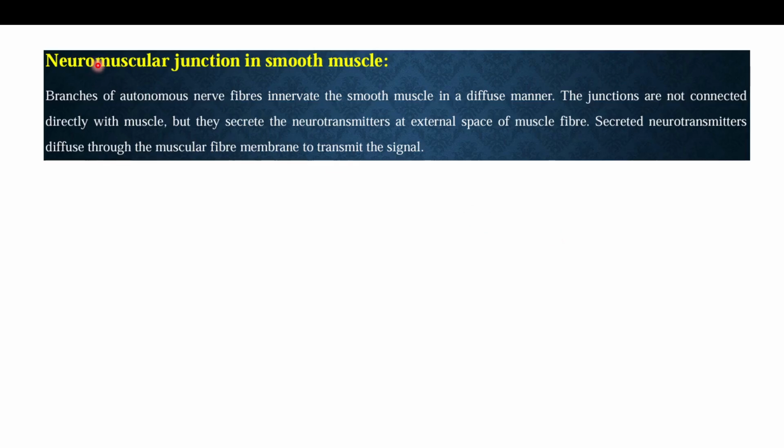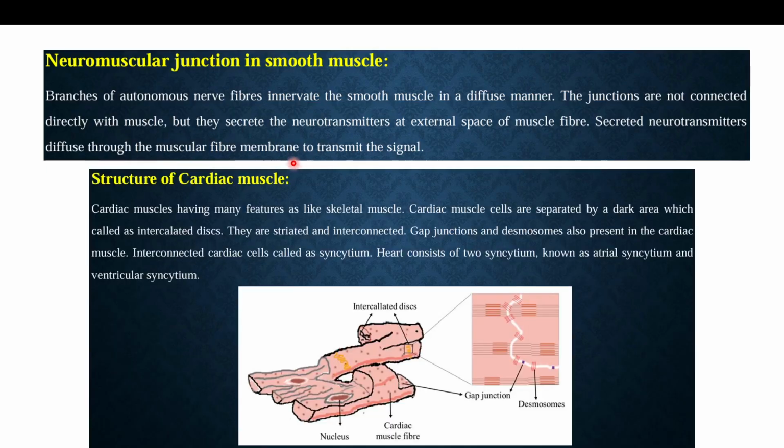Then we looked at the neuromuscular junction in the smooth muscle. We looked at the neuromuscular junction in the motor muscle earlier. Now, this is the case of the neuromuscular junction in smooth muscle. The branches of autonomic nerve fibers innervate the smooth muscle in a diffuse manner. The junctions are not connected directly with muscle, but they secrete the neurotransmitters at the external space of the muscle fiber. Secreted neurotransmitters diffuse through the muscle fiber membrane to transmit the signal.